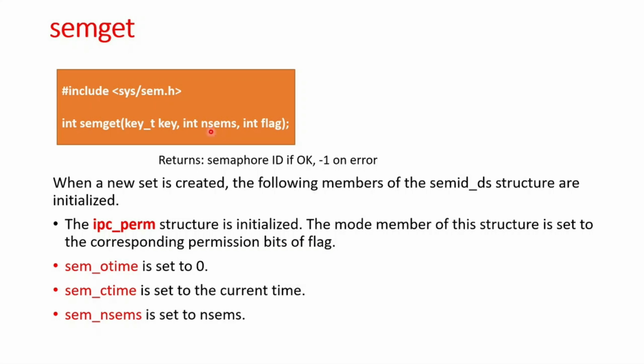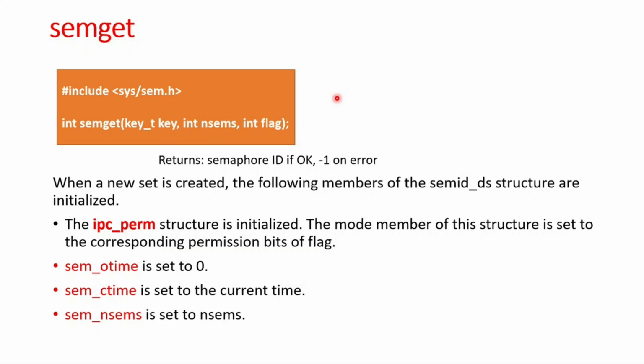This needs to be specified when I am creating a semaphore. If I am opening an already existing semaphore, then I have to specify the nsems value as 0. And what does otime represent? This represents the last semop operation time, which we will be looking at.